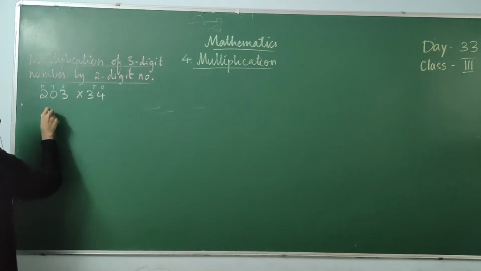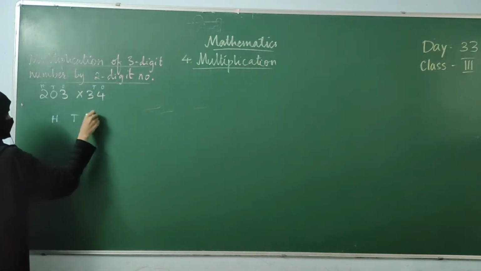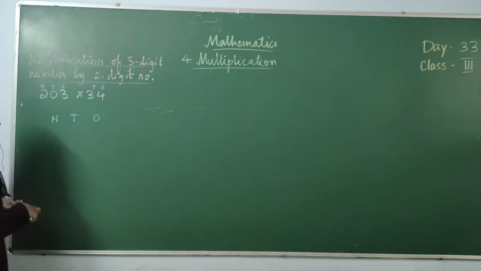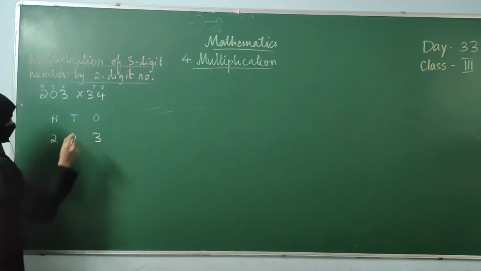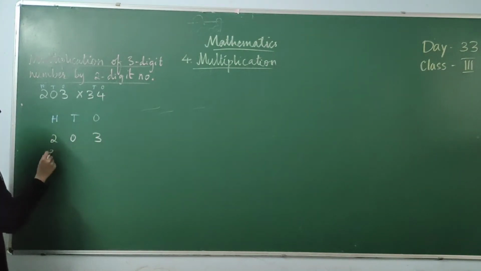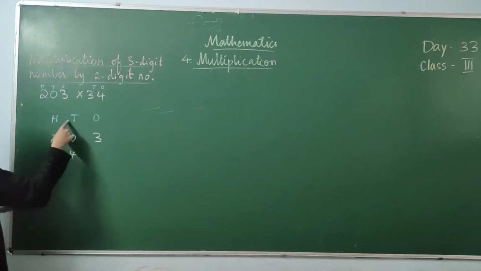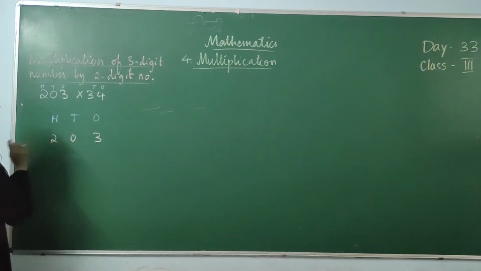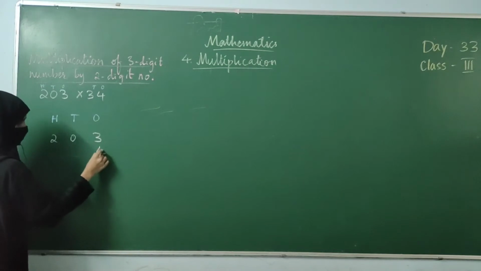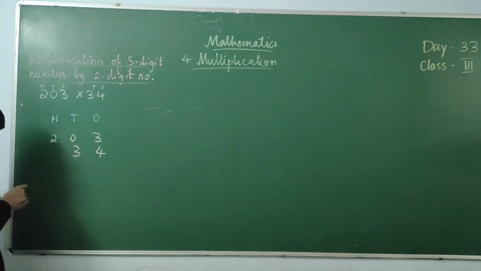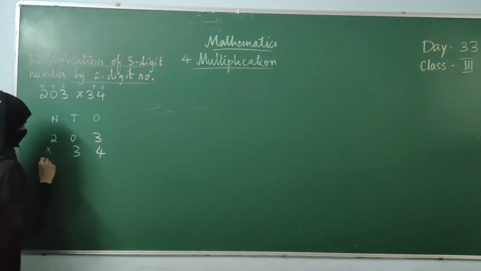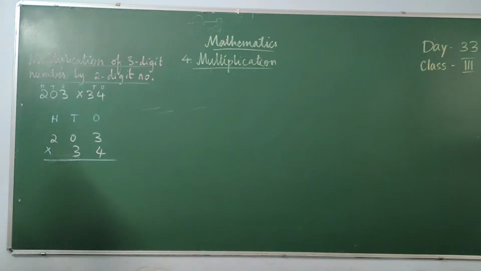Now down again. Then putting down the numbers in the respective place values. 203 and 34 we will not write here like this, because then 3 is coming in the hundreds place and 4 is coming in the tens place. You should write according to the place value: ones in 4, tens in 3. Then the multiplication sign. Now next step.